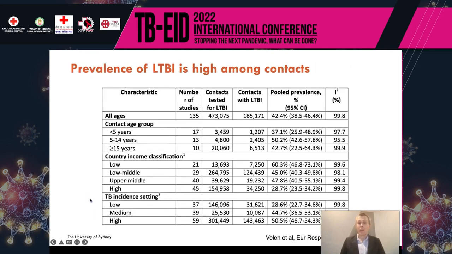We know that latent tuberculosis infection is particularly common amongst some high-risk populations. Most characteristic of this is the contact population, that is, people who've been exposed to patients who have active tuberculosis. We conducted a meta-analysis of 135 studies, including almost 500,000 people who were tested for latent TB infection. These were contacts of patients with known tuberculosis. And we found amongst those contacts that the pooled prevalence of latent TB was 42.4% with significant heterogeneity. And interestingly, the prevalence was highest in countries that have been classified as low or low middle income countries.